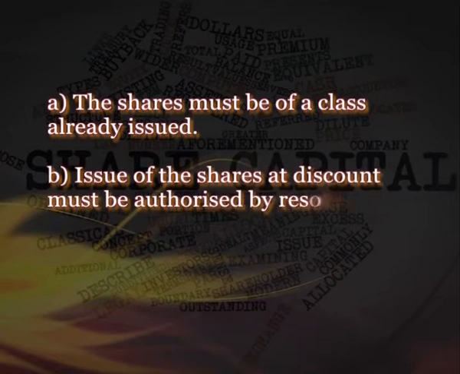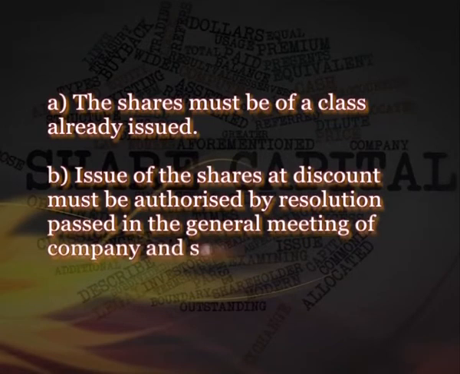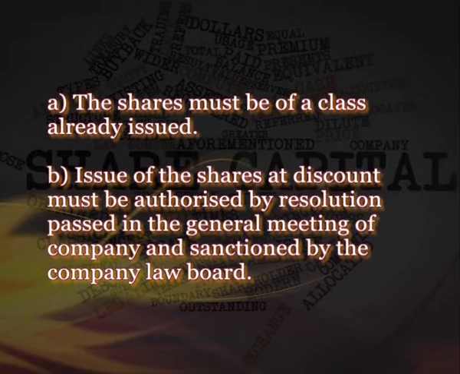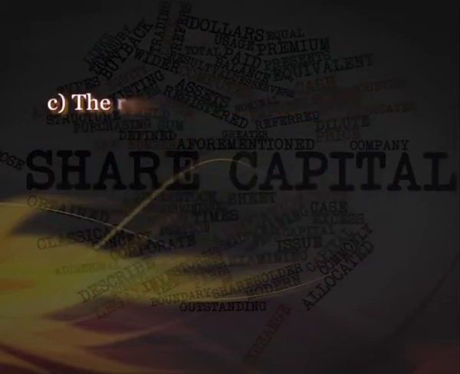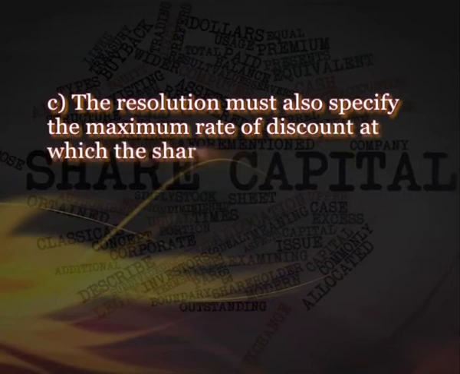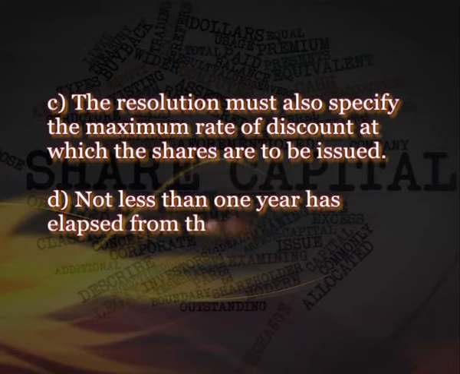Now, B. Issue of the shares at discount must be authorized by resolution passed in the general meeting of the company and sanctioned by the Company Law Board. C. The resolution must also specify the maximum rate of discount at which the shares are to be issued.